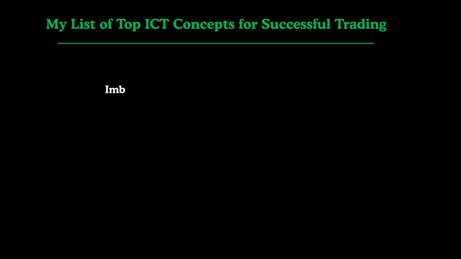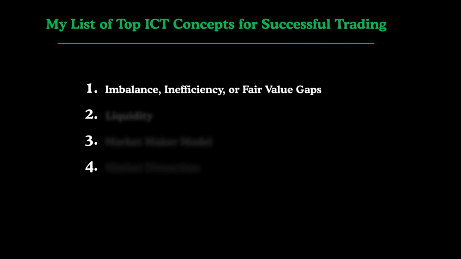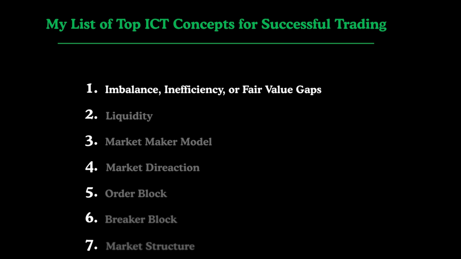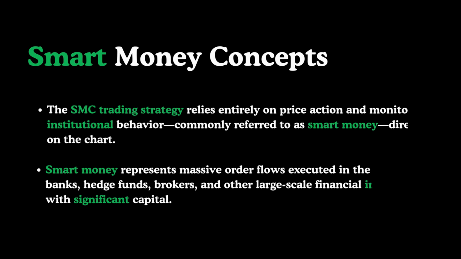Let's begin with the first concept: imbalance, inefficiency, also known as fair value gaps. The SMC trading strategy relies entirely on price action and monitoring institutional behavior, commonly referred to as smart money, directly on the chart. Smart money represents massive order flows executed in the market by banks, hedge funds, brokers, and other large-scale financial institutions with significant capital.